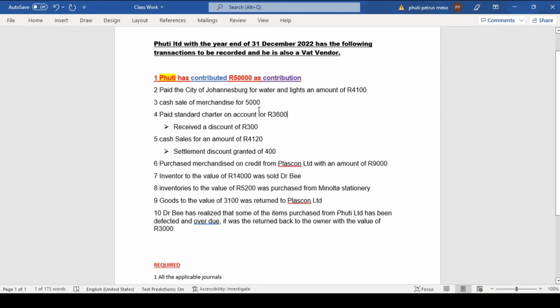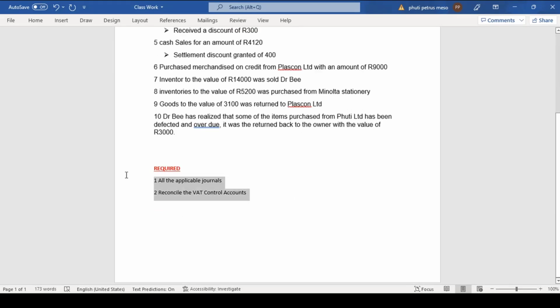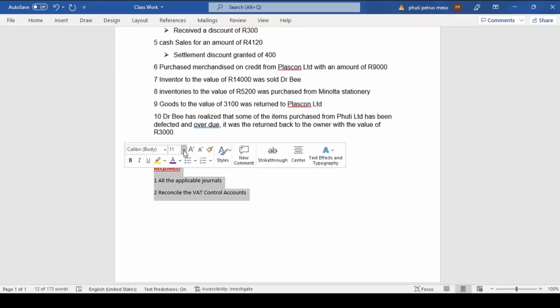All right. So you can see that on transaction number 1, I've got different kinds of colors highlighted on that transaction. So we've got Putty, who is actually the owner. Putty is actually here, and I started a business which is called Putty Limited, for example. And then when I started the business, I contributed an amount of 50,000 Rand towards the business. So depending on what you are actually required to do, let's have a look at what the requirements are here. I'm just going to upsize this so that everybody can see.